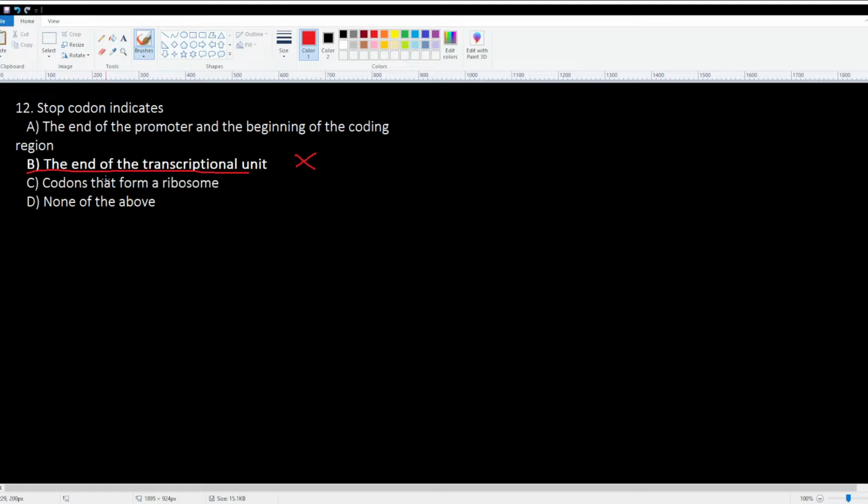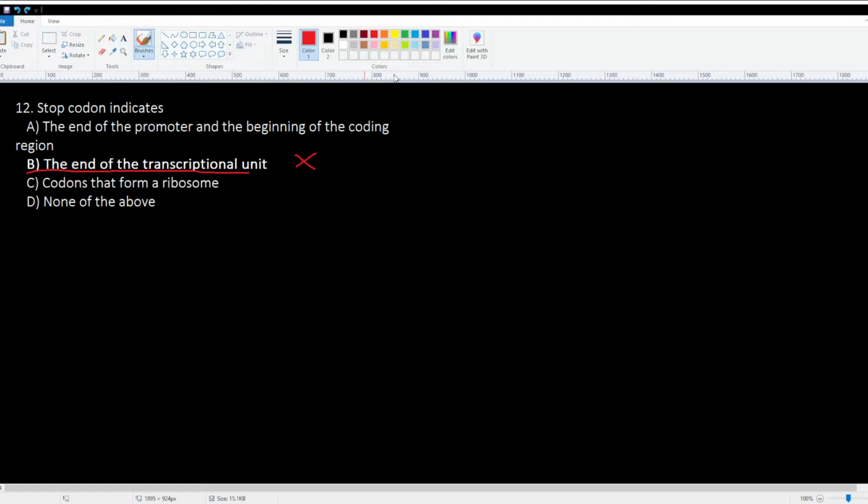Okay, so basically I was just saying B is going to be false. So first, let's read the question. B is bolded, but just know that's not the right answer. The answer is actually going to be D. But let's forget we just said that. So number 12 is asking: the stop codon indicates A, the end of the promoter region and the beginning of the coding region; B, the end of the transcriptional unit; C, codons that form a ribosome; or D, none of the above.